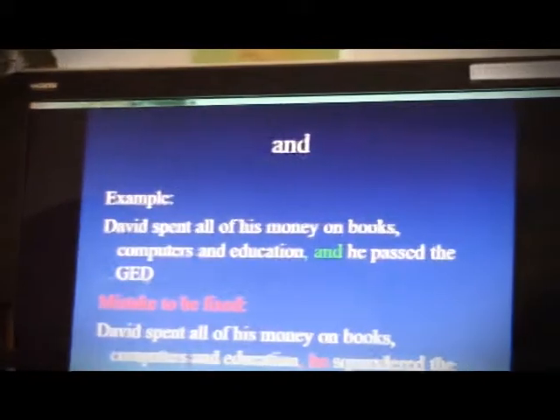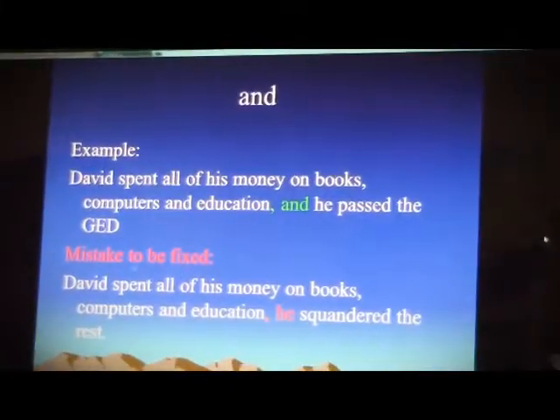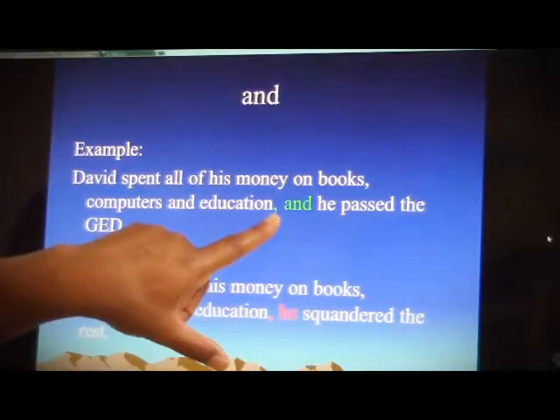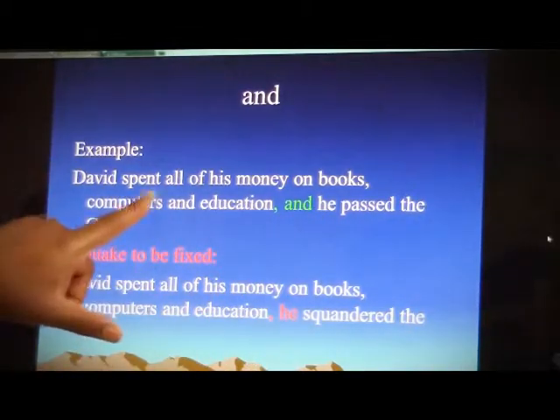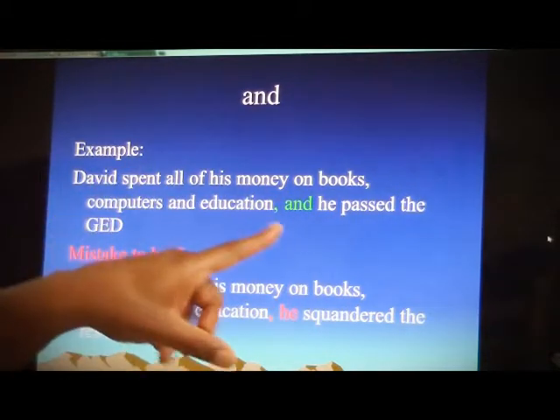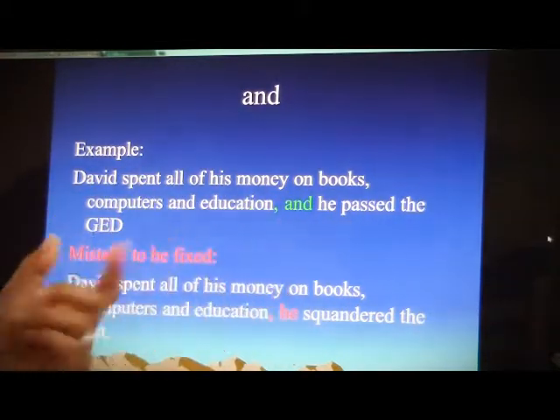Okay, here's another example. And is also a coordinating conjunction. And you see it in this sentence, because I have it highlighted in green: David spent all of his money on books, computers, and education, and he passed the GED.